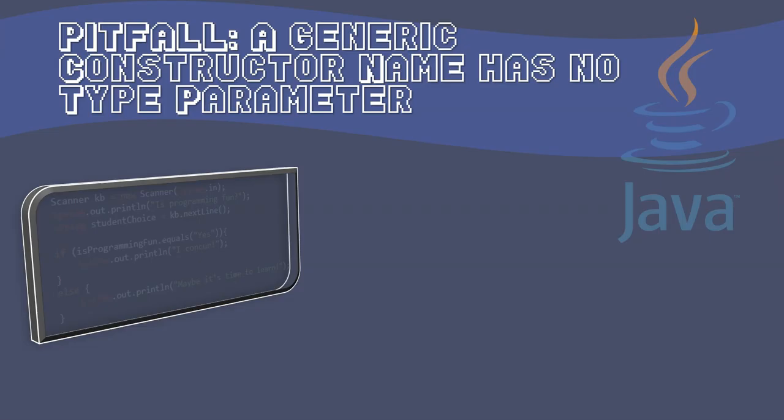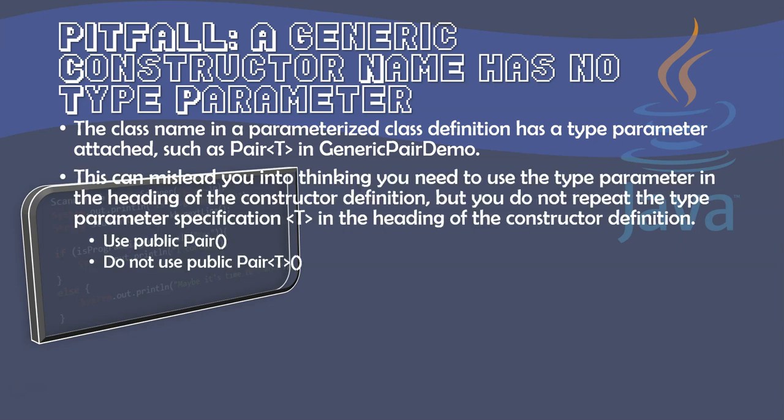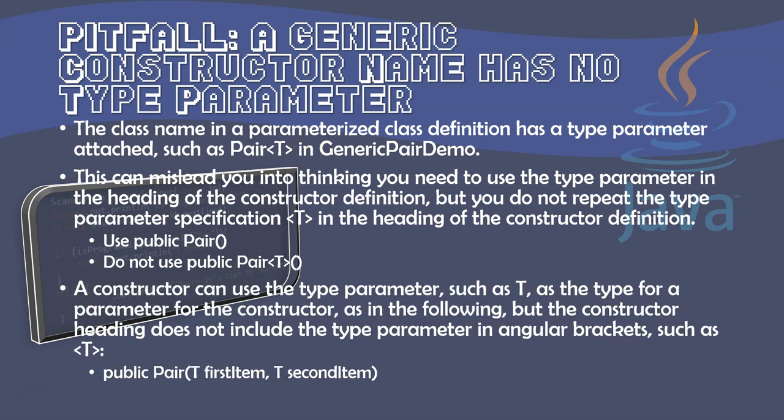Now, there is one pitfall for us to be aware of first off, and that is that a generic constructor name has no type parameter. A class name in a parameterized class definition has a type parameter attached, such as Pair<T> in our demo. If we look at that demo, you can notice how that was actually constructed. And that might mislead you into thinking, hey, I can use this type parameter heading in a constructor definition. But we actually don't need to repeat that type parameter in the heading of the constructor definition. So we would just use public Pair, not public Pair<T>. So it's very important that we make that distinction.